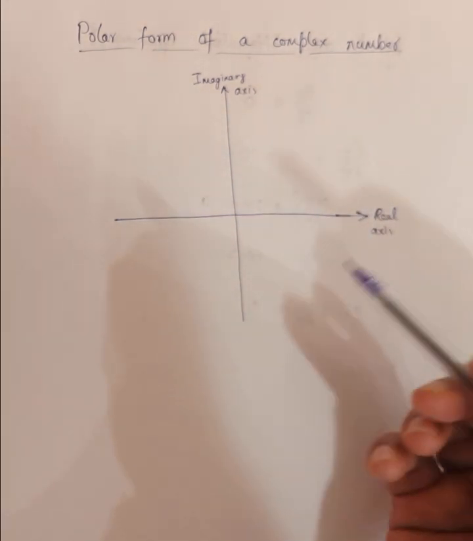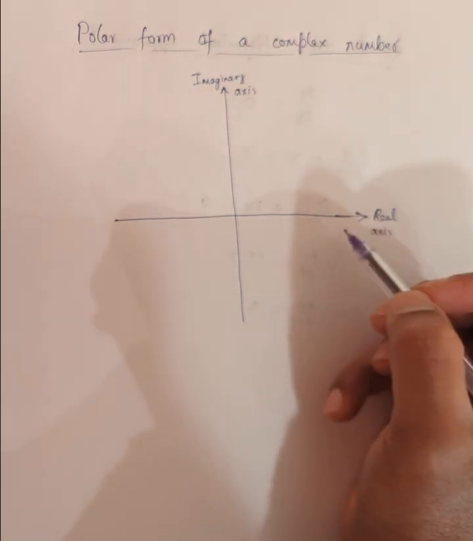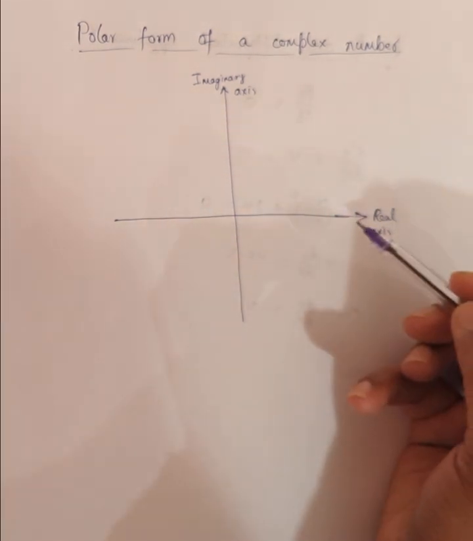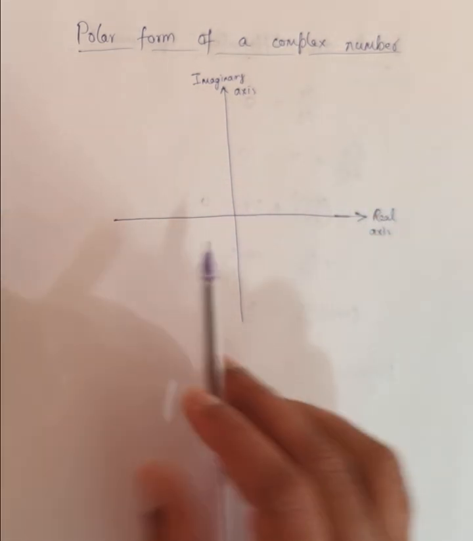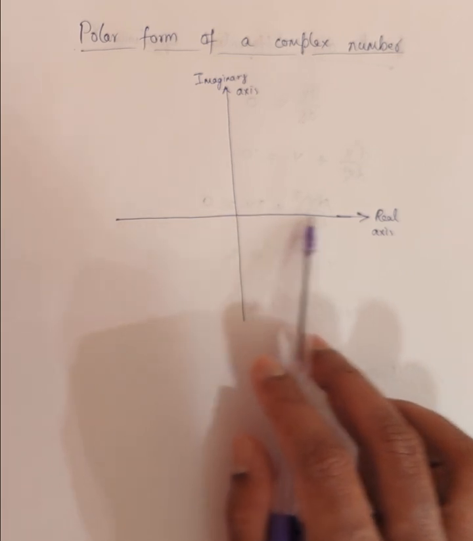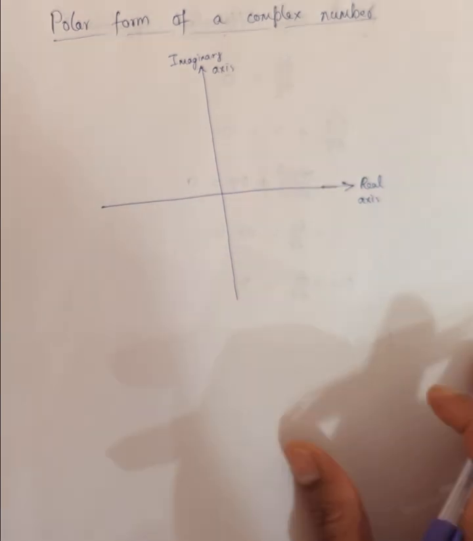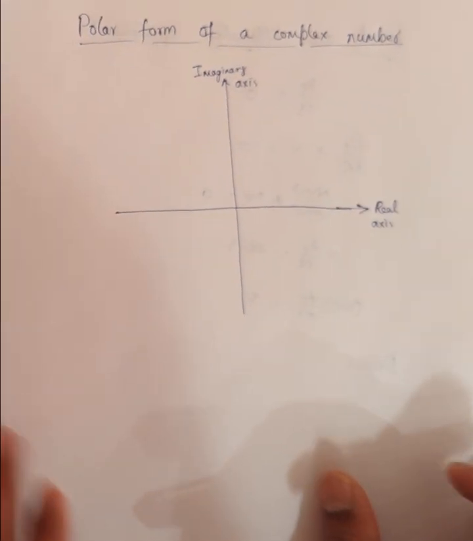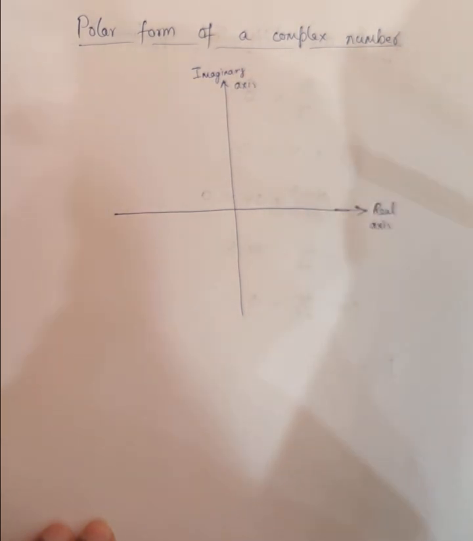Polar form of a complex number. Complex numbers are two-dimensional numbers defined by a horizontal real axis and a vertical imaginary axis. Your real axis is the old number line with real numbers, and then we have a new imaginary axis which is perpendicular to the real axis, which has imaginary numbers i, 2i, and so on.